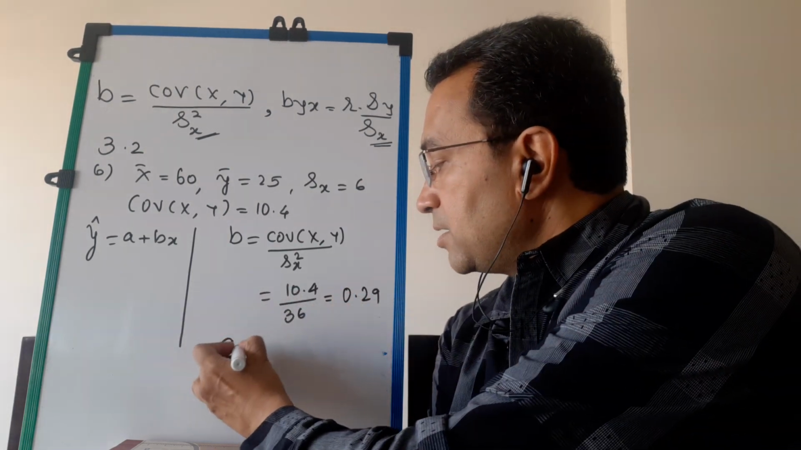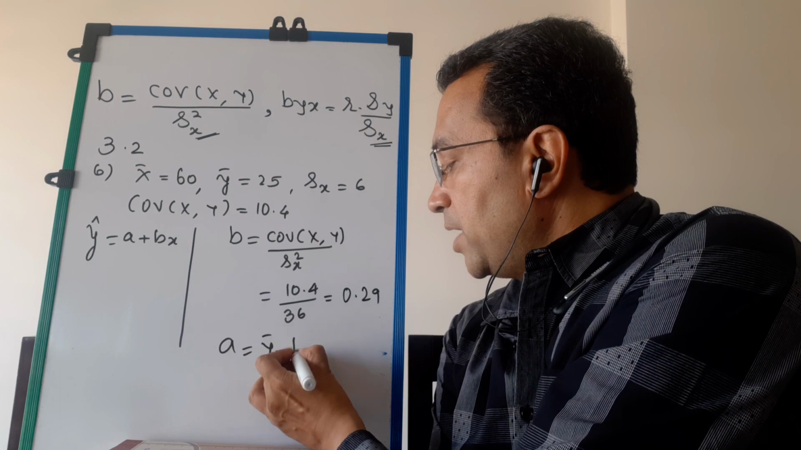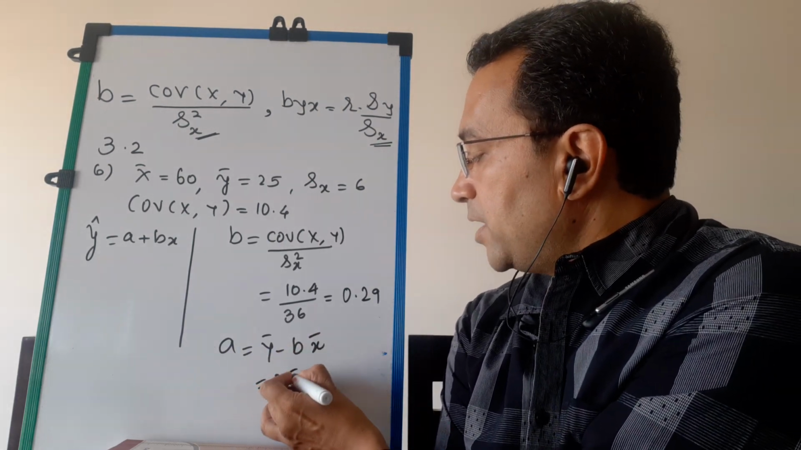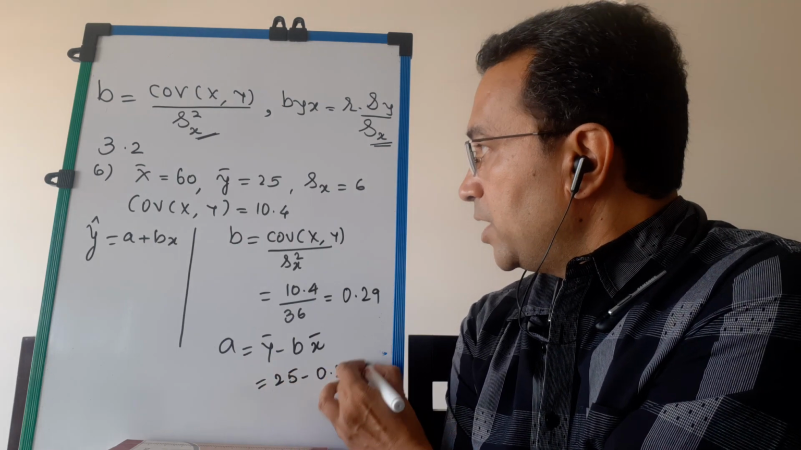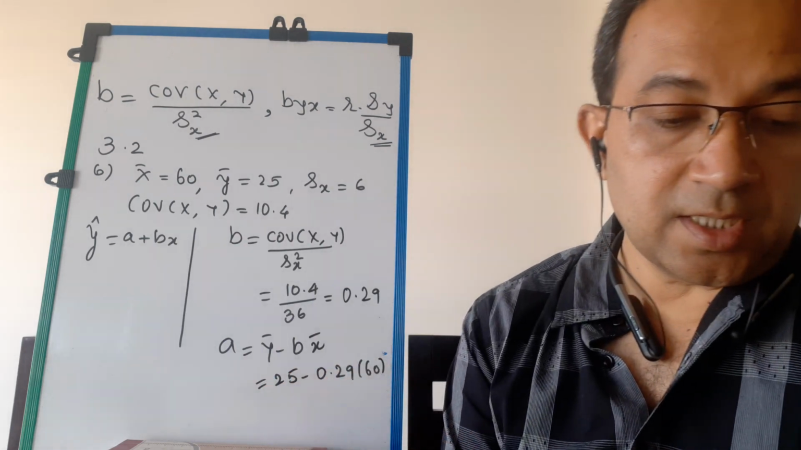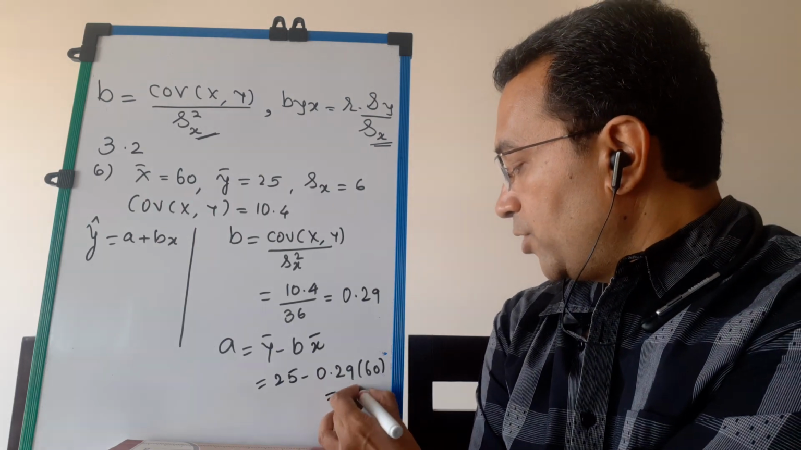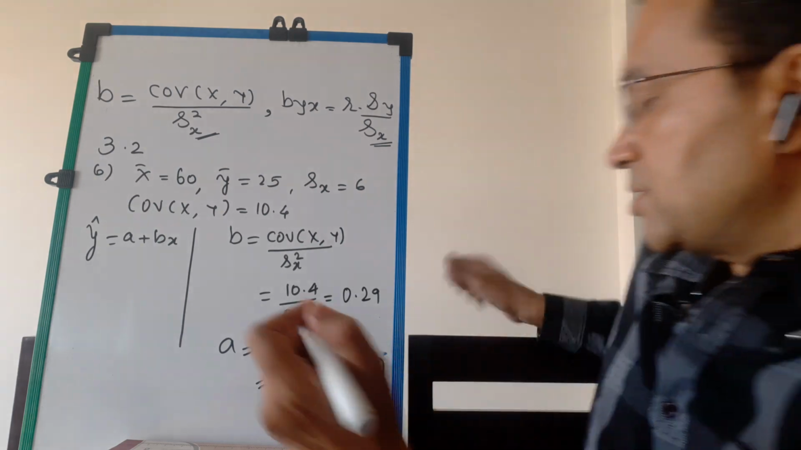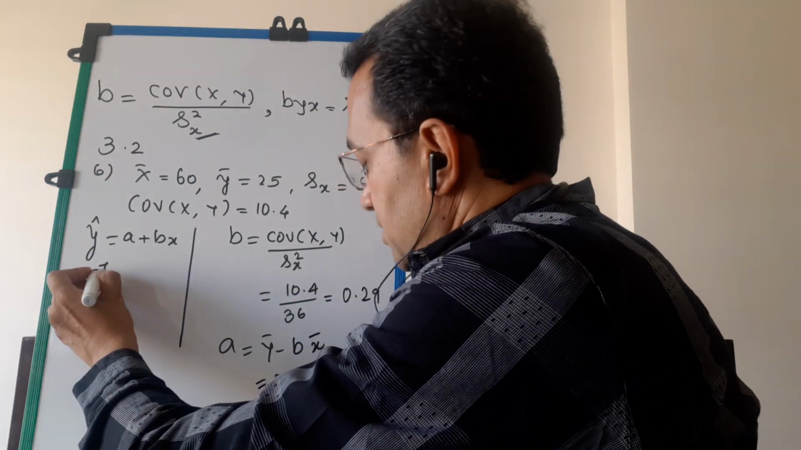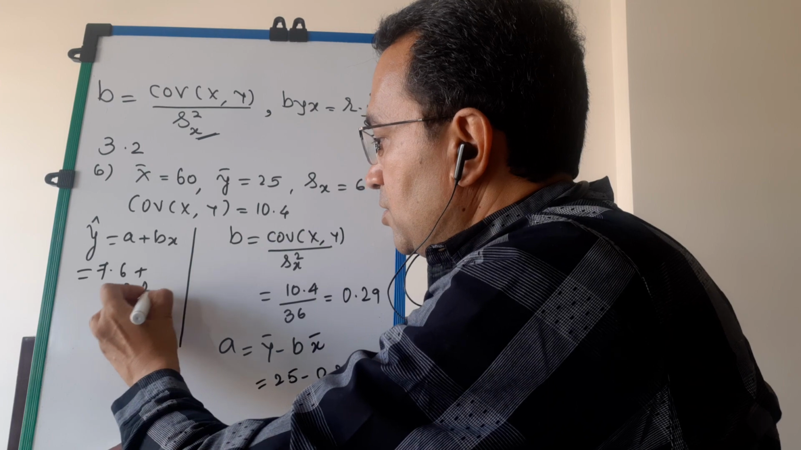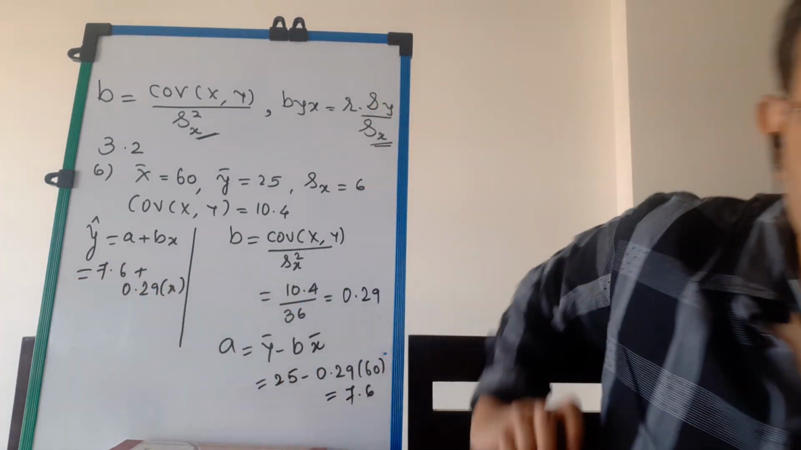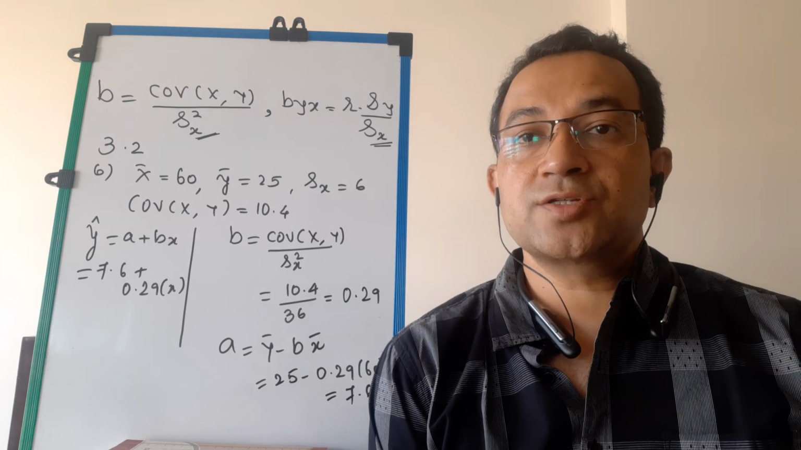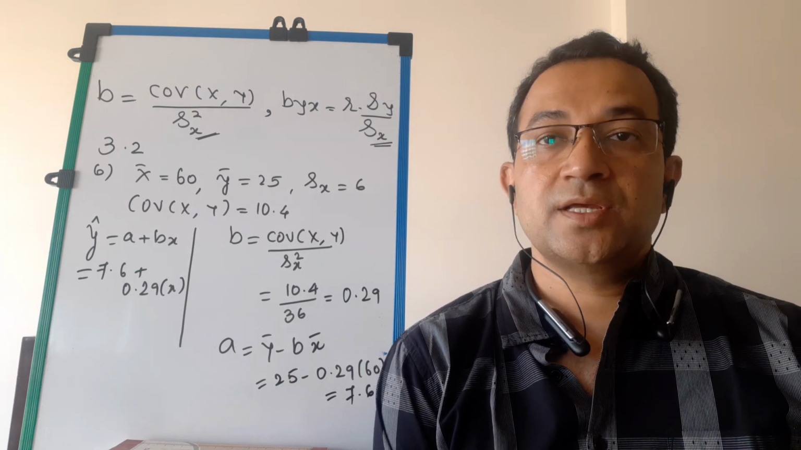Now students, a is always y bar minus b x bar. What is y bar? 25 minus 0.29 into x bar, which is 60. So this turns out to be 7.6. Now substituting a and b, our regression line will be 7.6 plus 0.29x. That's all. So this is our regression line of y on x.